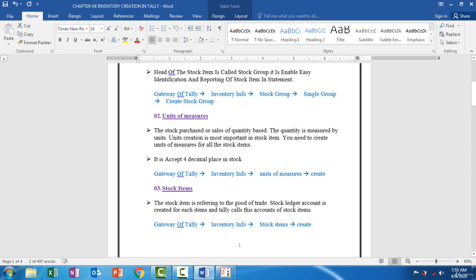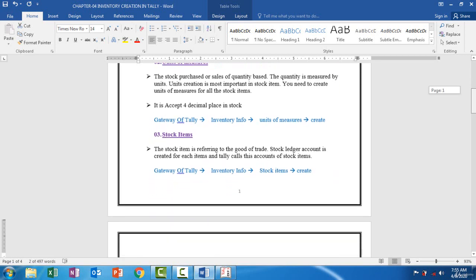Then stock items. What is a stock item? Stock items means whatever stock you have, that's called the stock items. We have to create the stock ledger under the stock item. If you want to create the stock item, go to the Gateway of Tally and press inventory information, then click stock items, then create.